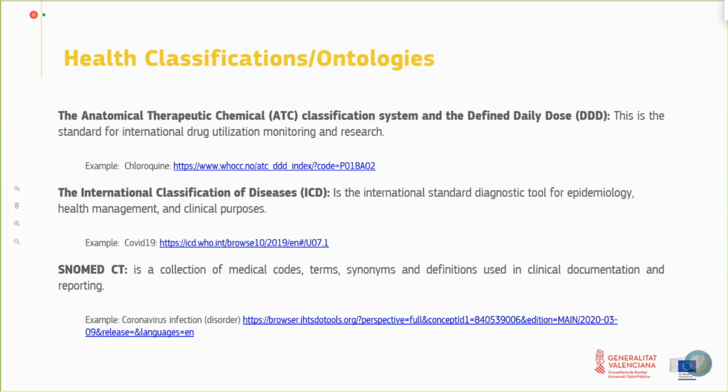The second source is the International Classification of Diseases, the ICD. This is the international standard diagnostic tool for epidemiology, healthcare management, and clinical purposes. So each illness is classified and identified by a unique code. And the third source is the SNOMED CT, which is a collection of medical codes, terms, synonyms, and definitions used in clinical documentation and reporting. Next.